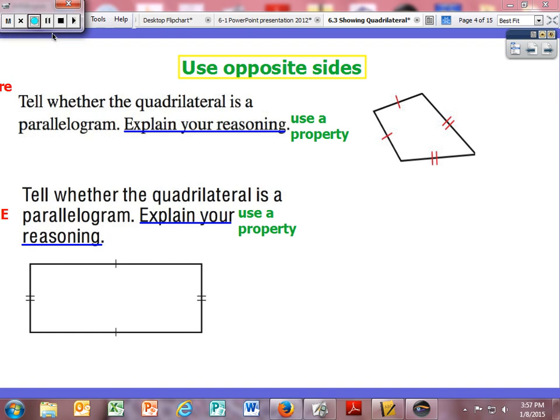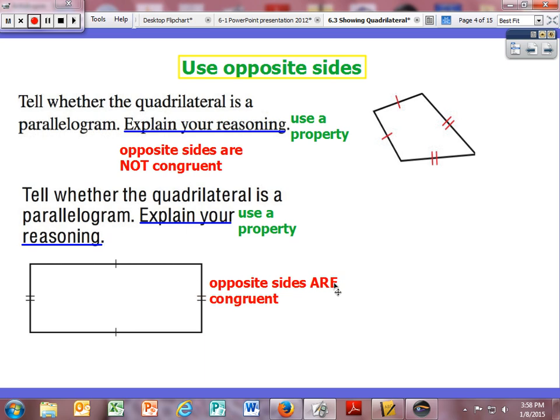Once you've had a chance to work on them, okay, here are your answers. So tell whether the quadrilateral is a parallelogram, and explain your reasoning. So first of all, notice that the opposite sides are not congruent. Okay, these sides are right beside each other. They're called consecutive sides. So these would be opposites and these would be opposites. They don't have the same markings, so we're going to have to say no, this is not a parallelogram. Now down here we do have opposite sides congruent, so we would say yes, this is a parallelogram because the opposite sides are congruent.